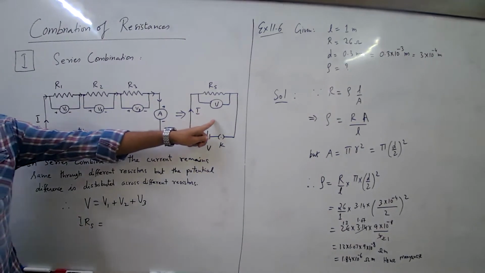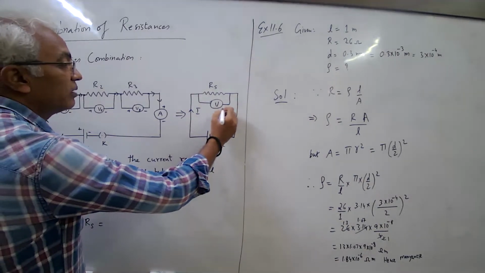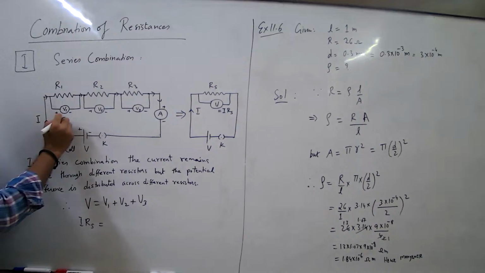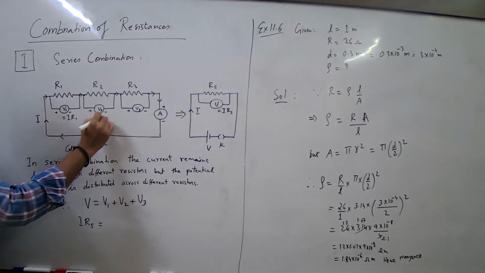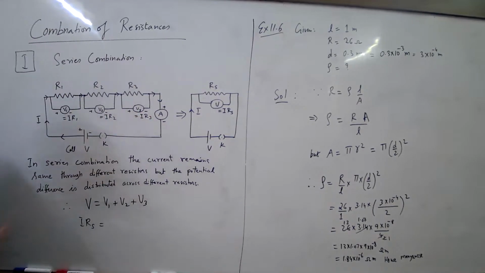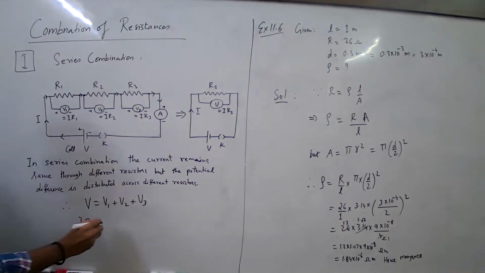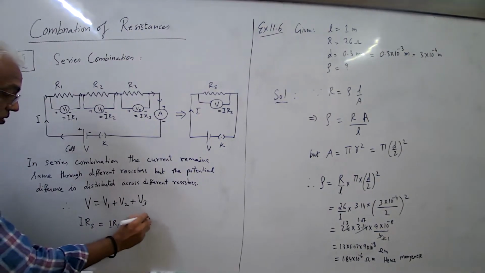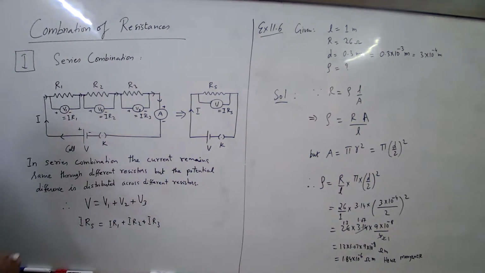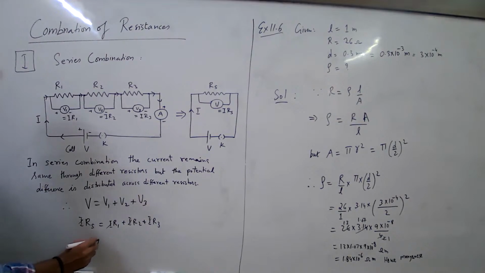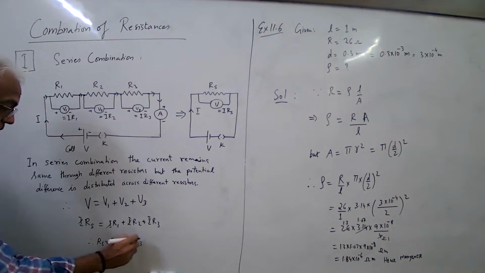Now we are applying Ohm's law. V will be equal to I times RS. V1 is I times R1. V2 is I times R2. Plain application of Ohm's law. So now what do you have? IR1 plus IR2 plus IR3. So I gets cancelled. Therefore, RS is equal to R1 plus R2 plus R3.